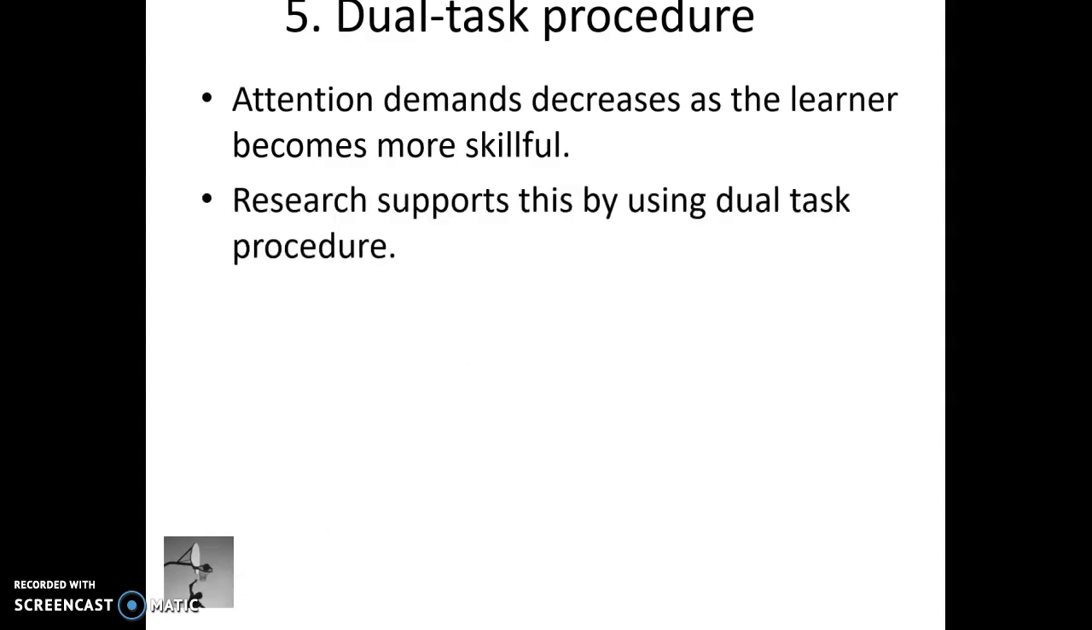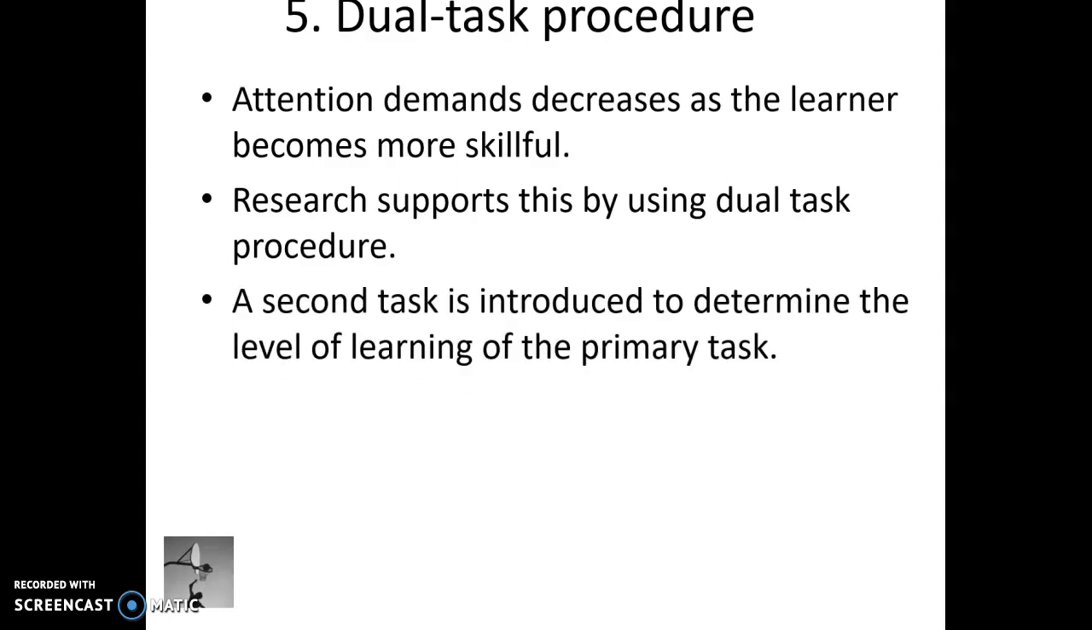The final way is dual task procedure, as we're trying to see if a motor skill has been acquired. We know that your attention demand decreases as you become more skillful. So as you look at the research, often what they'll do is a dual task procedure approach. They'll have a secondary task that they introduce to determine the level of learning of the primary task. So they add something that you have to do, and they do that in order to measure how well the primary task has been learned.